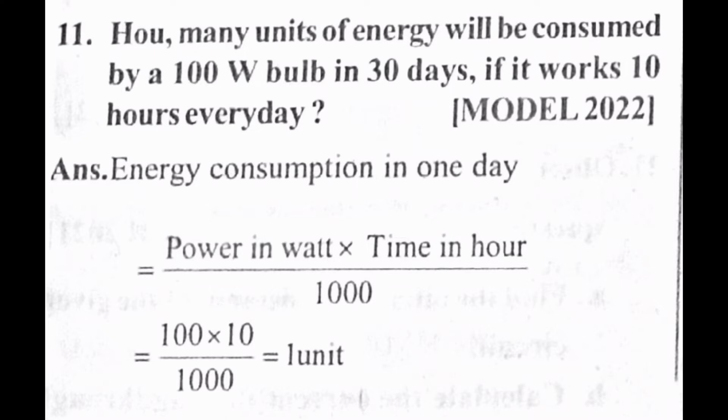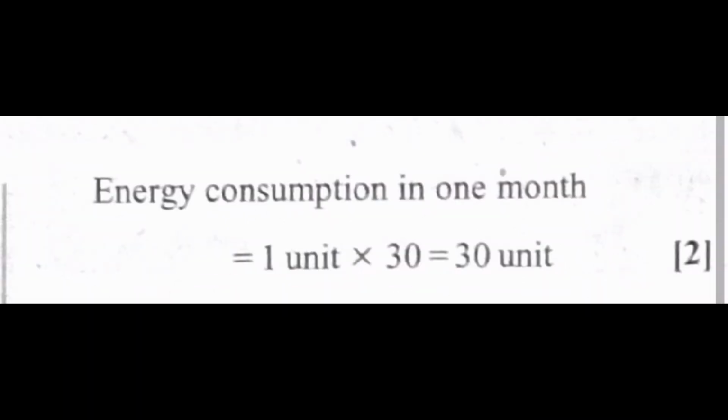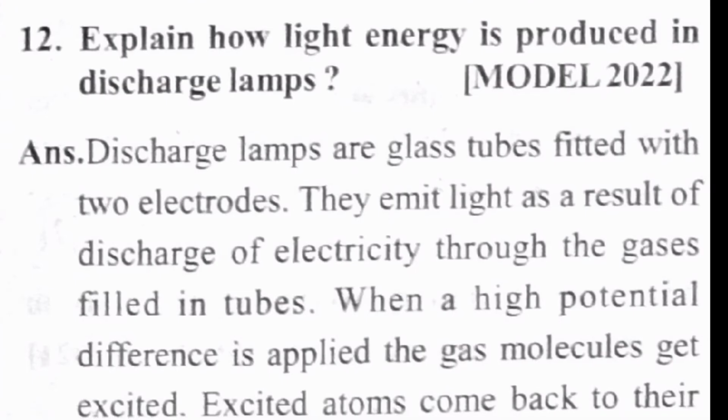So how can we calculate the energy consumption? The energy consumption in 1 month, that is in 30 days, will be 1 unit into 30, right? So total 30 units. So that is the answer. Is it clear? That is, energy consumption in 1 month is equal to 1 unit into 30. That is equal to 30 units.